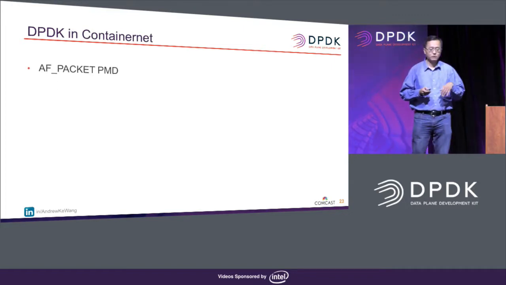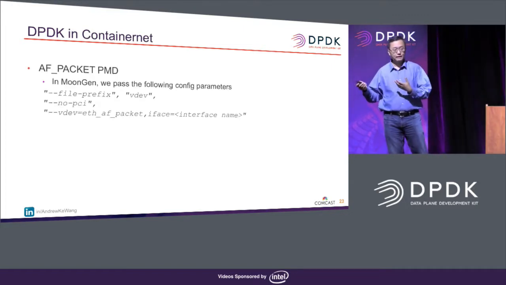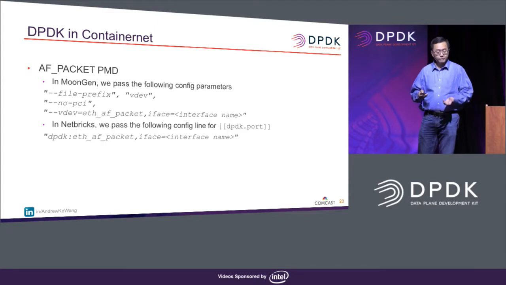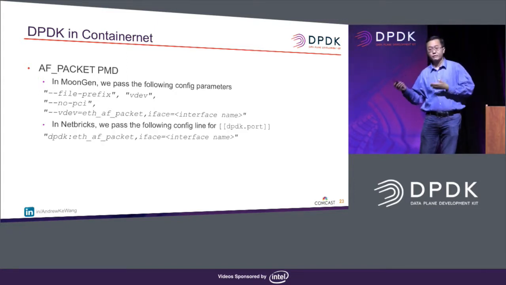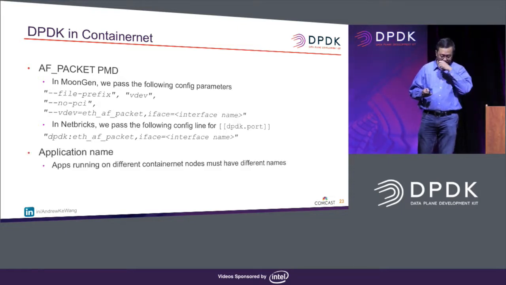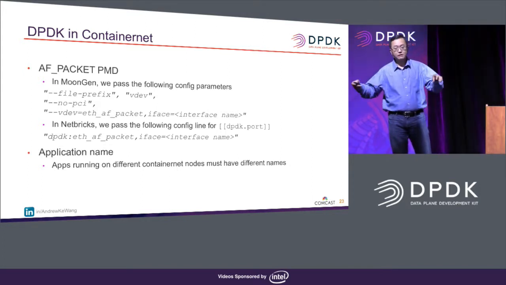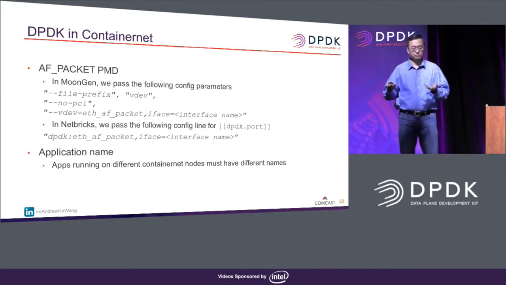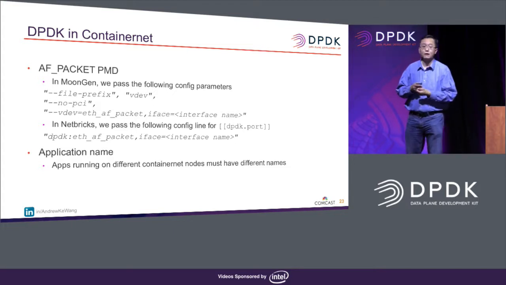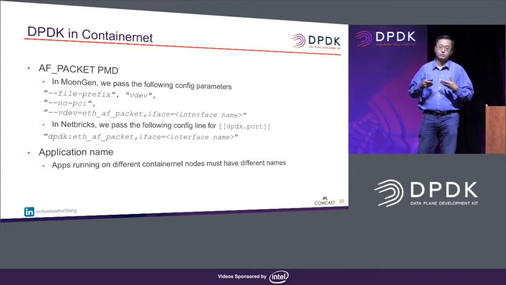So for our load test, the packet generator, these are the config options that we passed. And in NetBricks, similarly, it allows this kind of configuration options to pass an AF packet PMD. Another thing that we found was that because we are running multiple DPDK apps in the same Linux machine, we had to give them individual names, based on host, for instance. But this was not a problem, so we were able to execute that.